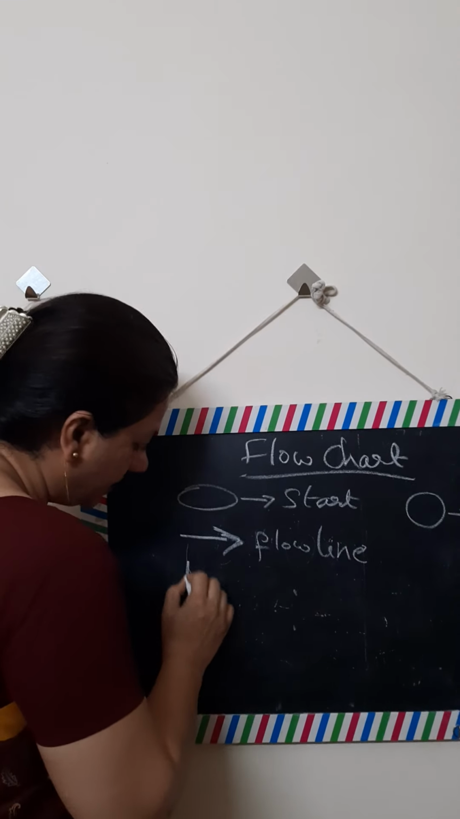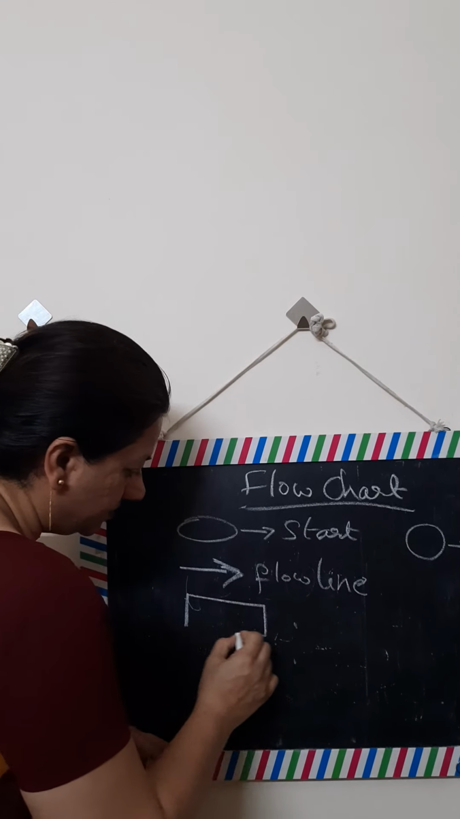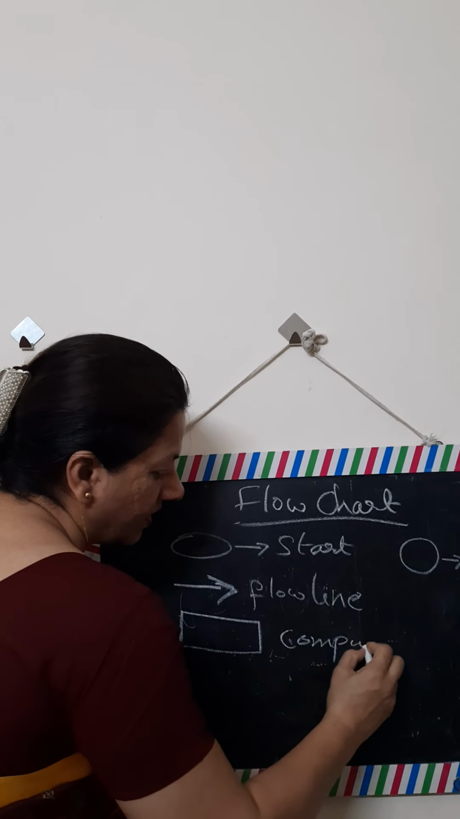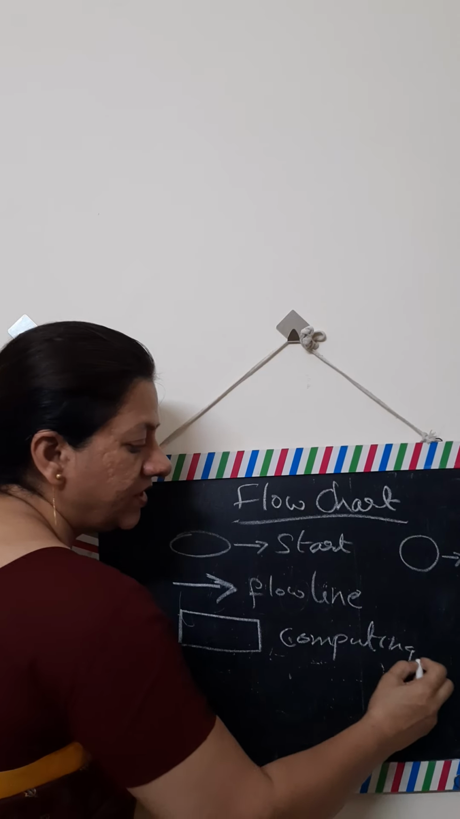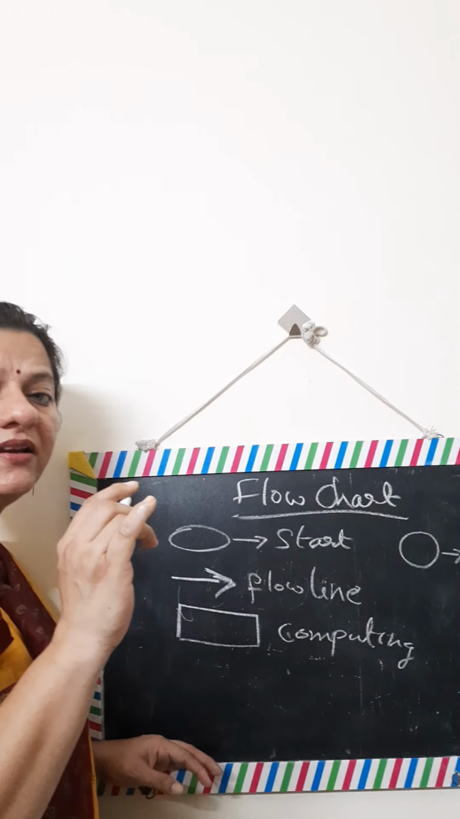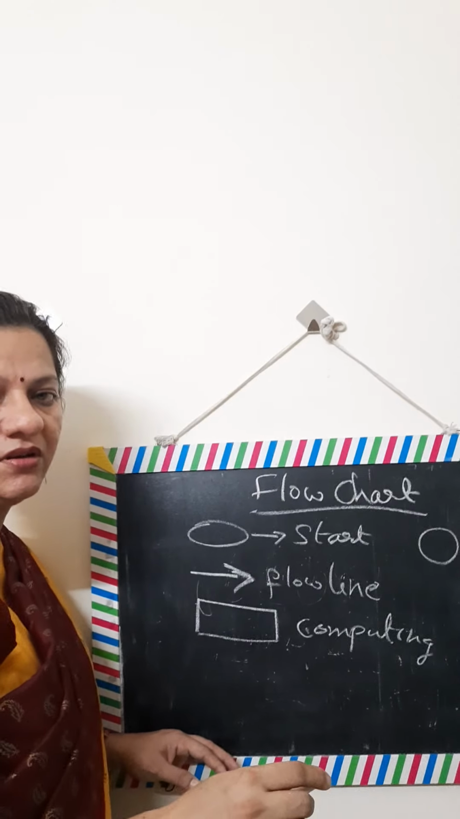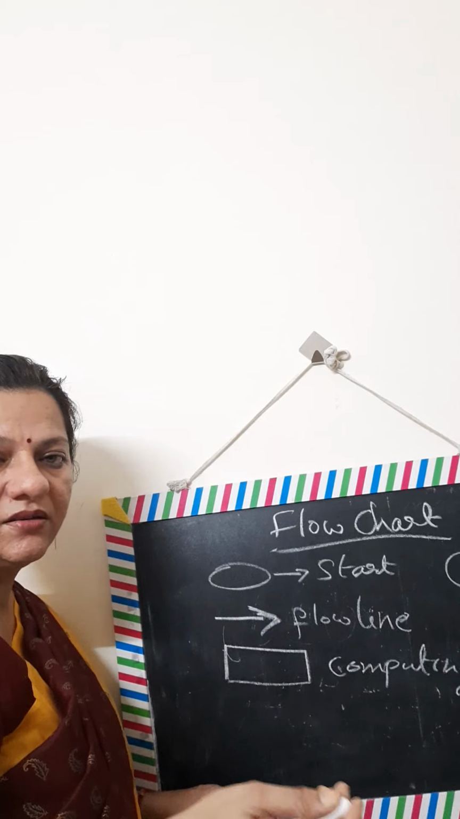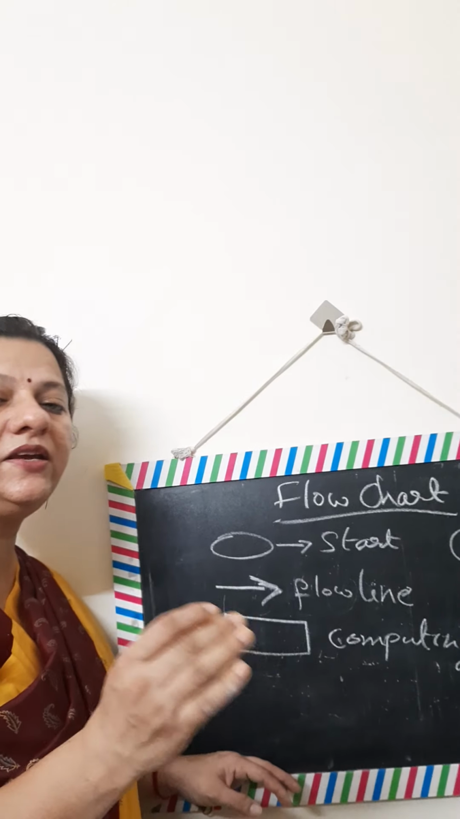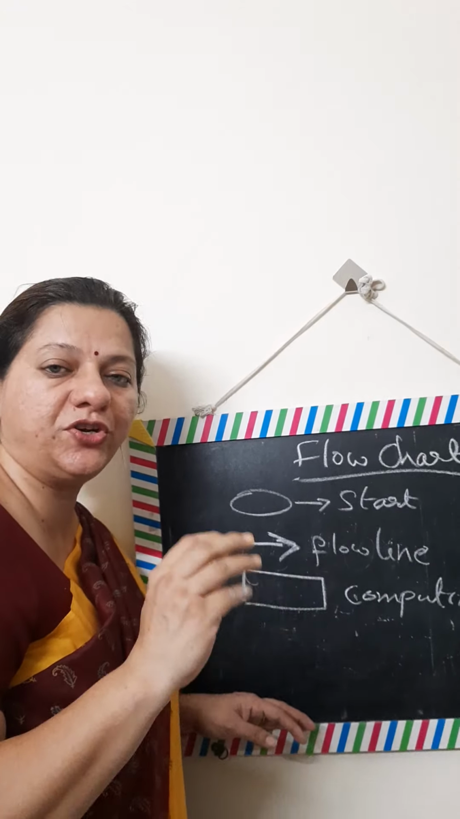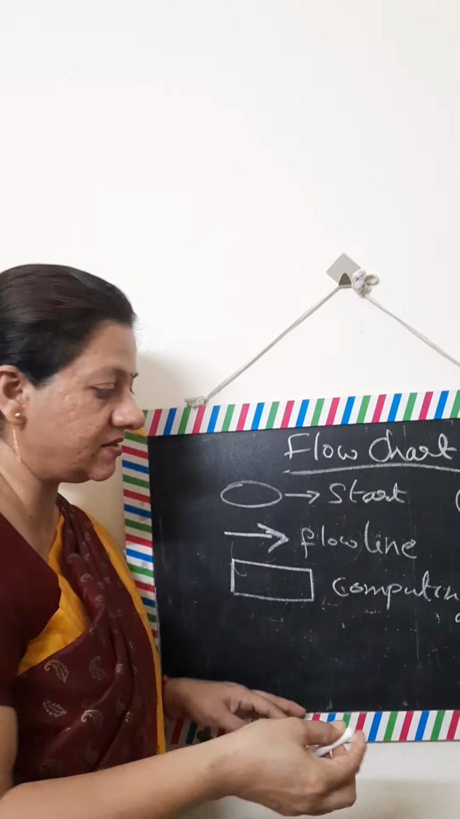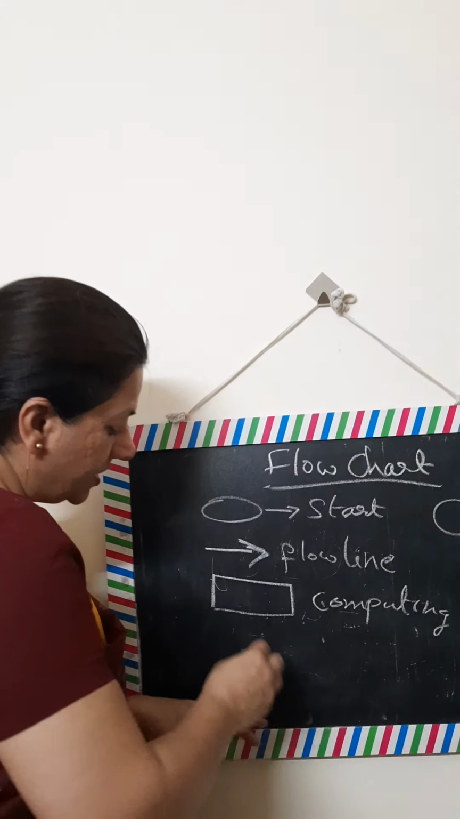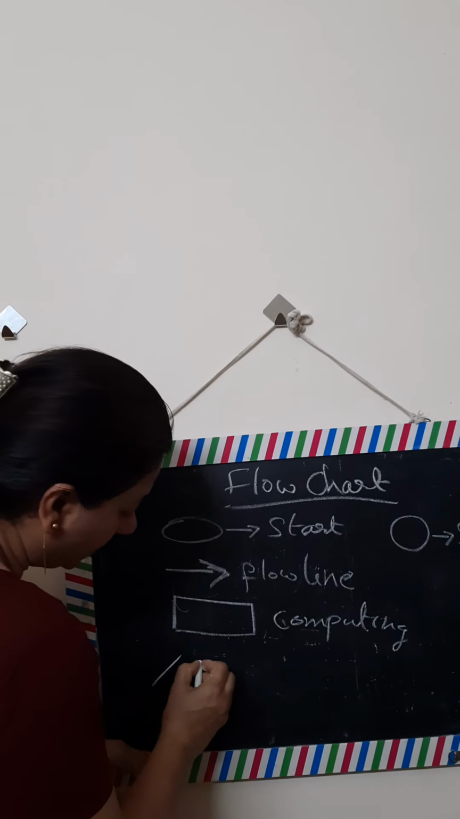Then coming to a rectangle. This is your computing. Computing in the sense, any arithmetic expression, 3 plus 4, 7 into 8, 5 by 3, any mathematical expression which you are going to use for finding an answer, then you use computing. Okay. Then we have a parallelogram.